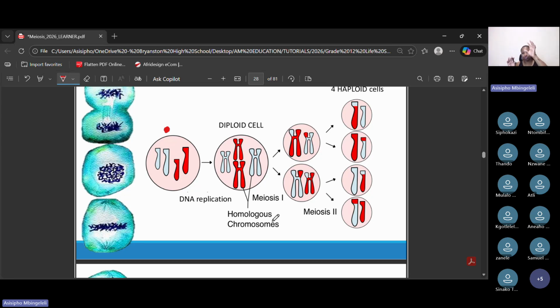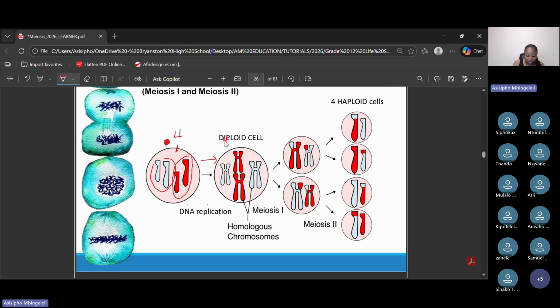So we need to figure out this color coding system together. We could say that these red chromosomes are from the mother, and these blue chromosomes are from the father. But this is not the normal pair. So let's look at what is happening in the next diagram. In the next diagram, we are still having 4 chromosomes. This one from the mother, this one from the mother, this blue one from the father, this blue one from the father.